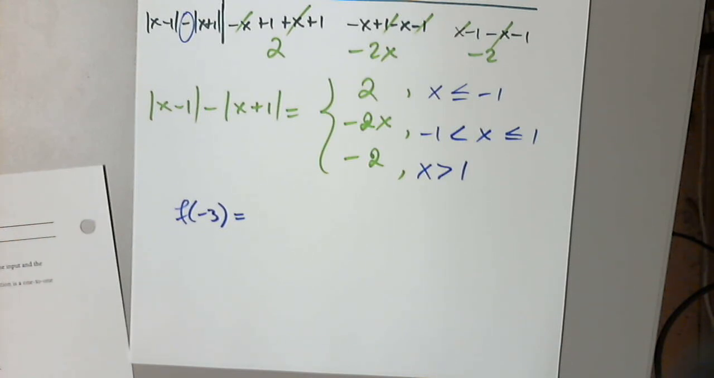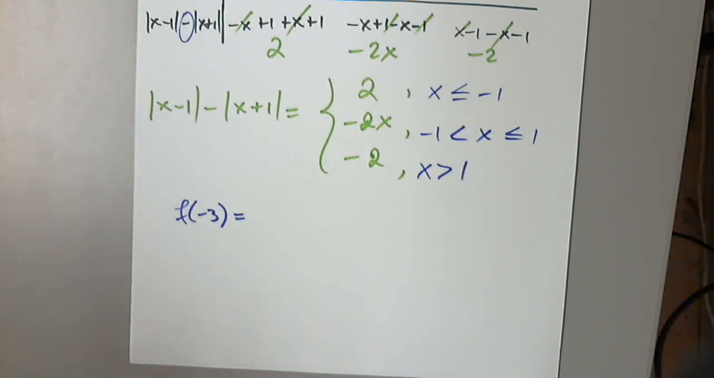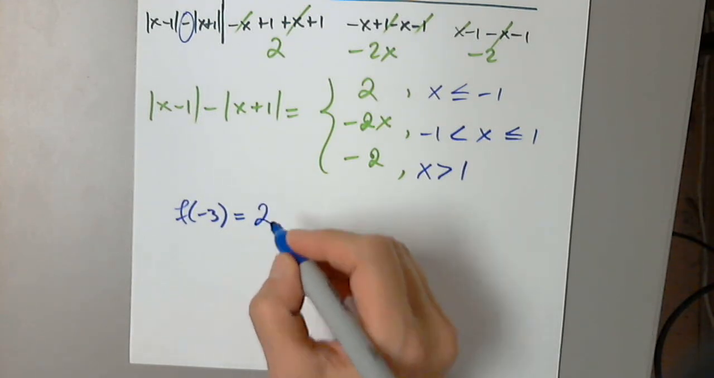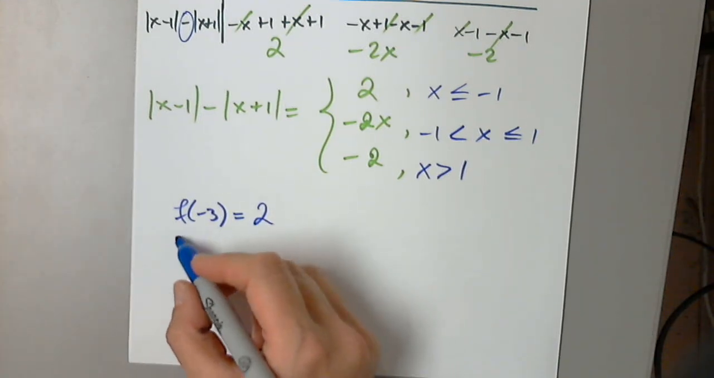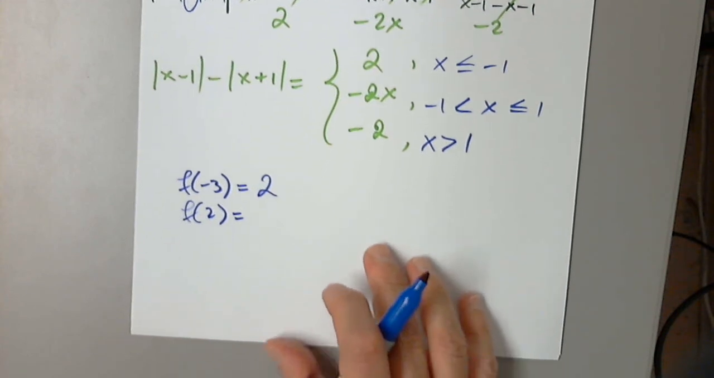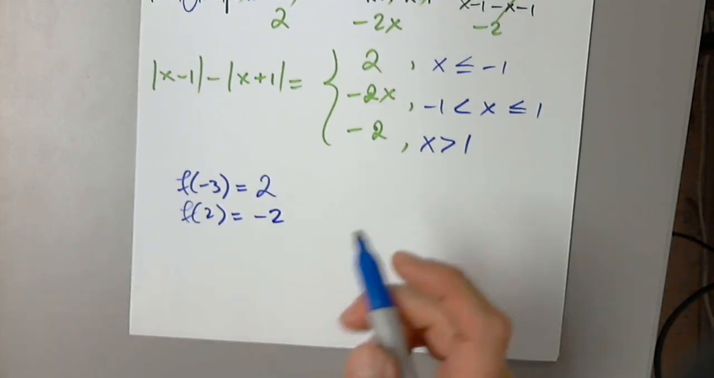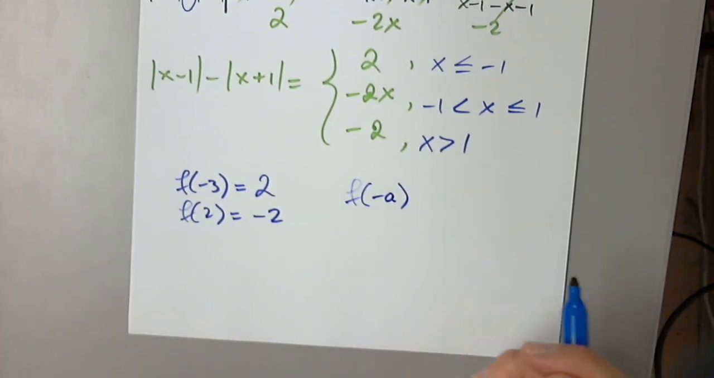Any questions? Go ahead. Do I have to break that circle? No. Okay, we are doing okay. Good. Okay, so f of negative 3. How much? Very good, awesome. F of 2. Very good, awesome, great job. F of negative a.